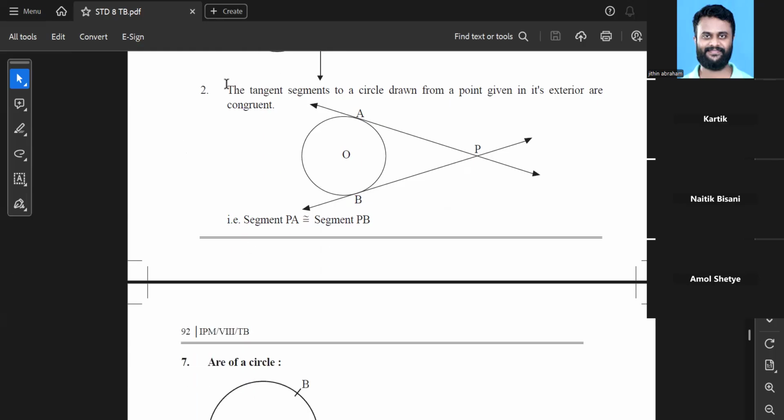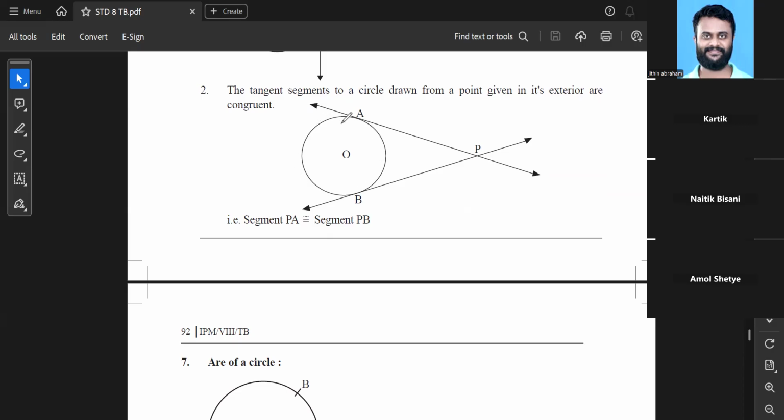Now, the second property. The first property I've already discussed: the radius is always perpendicular to the tangent. But the second property is that tangent segments to a circle drawn from a point given in its exterior are congruent. For example, segments PA and PB are congruent. I'll explain what this is.